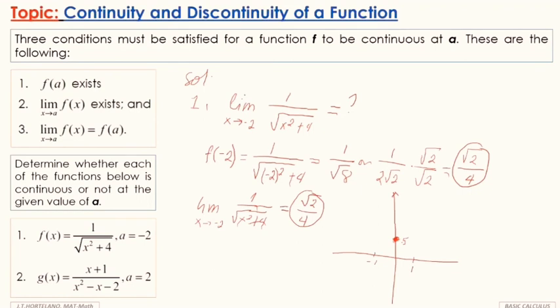Now if x is 1, the function will become 1 squared plus 4. So that's 1 squared plus 4 is 5. So we have 1 over square root of 5. And 1 over square root of 5 is actually 0.44. So 0.44. So nandito lang yan. Kung 0.44, 0.5 ito. So mababa lang ng konti.